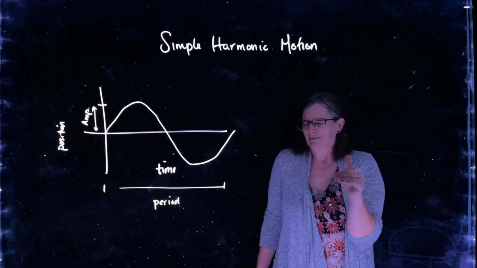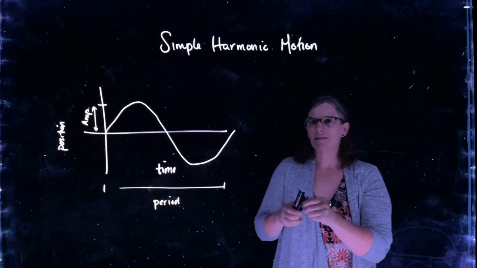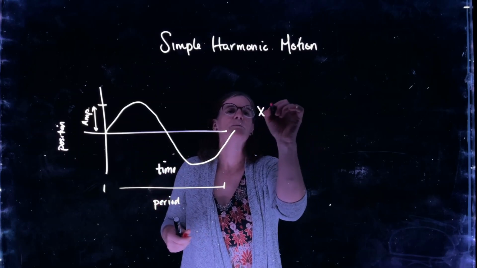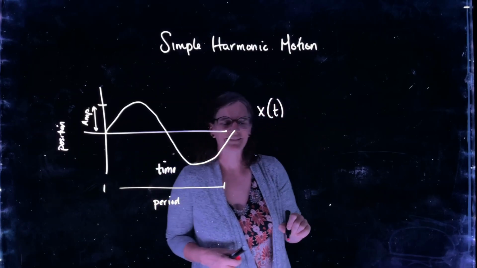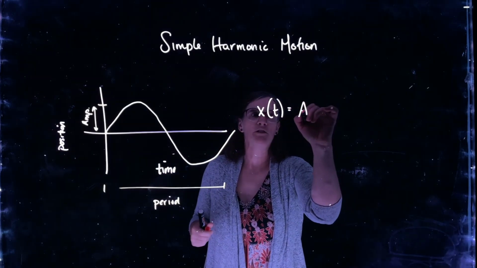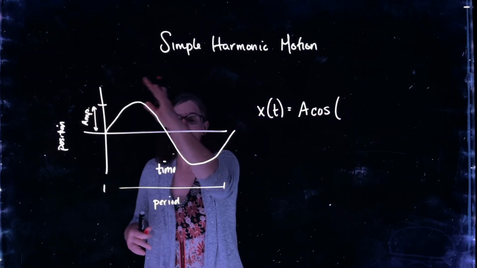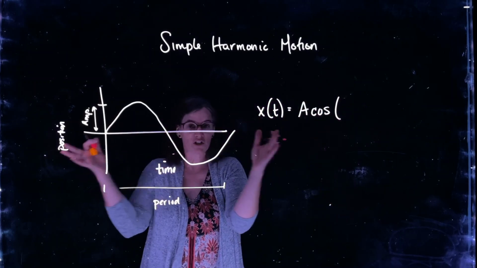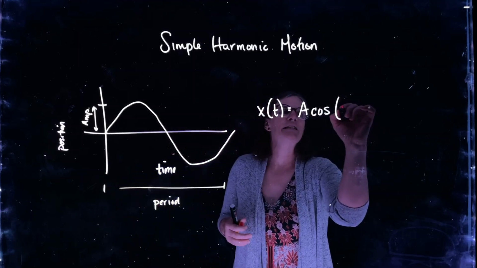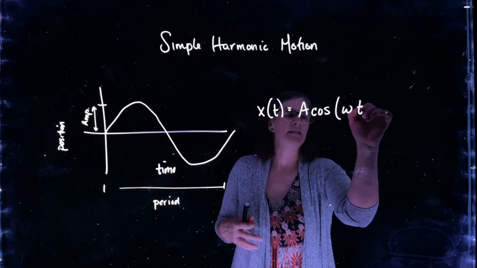This looks hopefully familiar when we think back to our trigonometry. This is representing the cosine. And we actually represent simple harmonic motion as a cosine function. It's equal to the amplitude times the cosine of, in a cosine function, how much time it takes for a cycle to complete. We call this the angular frequency times the time.